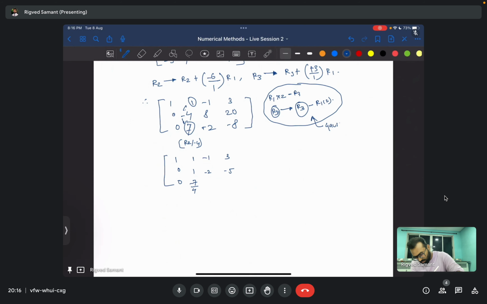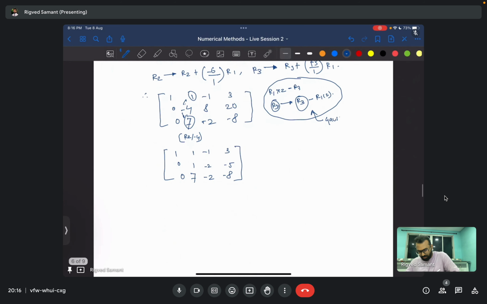So are we only changing the R2 row, or R3 also? Oh, I went ahead, sorry. Here we are just changing this. Tomorrow, 7 minus 2 minus 8. That's why using a different symbol is easy to tackle; the same symbol again causes a lot of confusion. No, we are just changing R2 here. So for R2 we are changing.